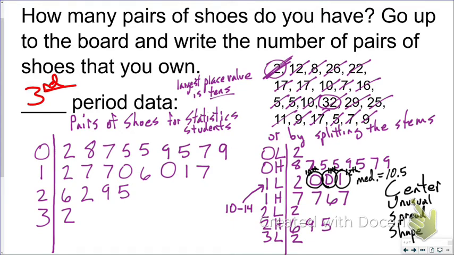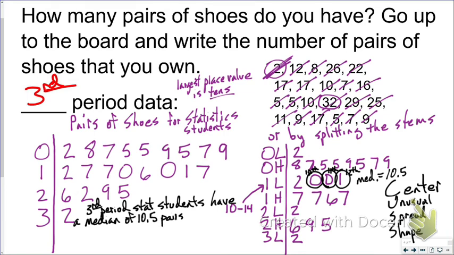All right, use context. Third period stat students have a median of 10.5 pairs of shoes. I'm going to skip unusual because I don't see any outliers.